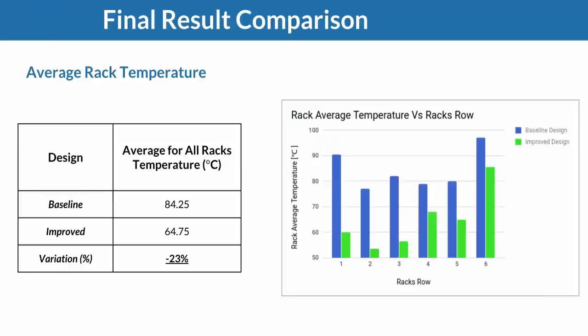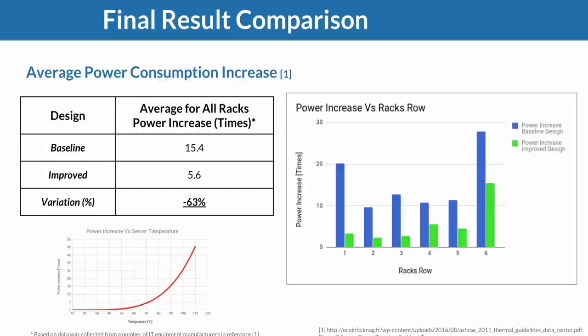Now, let's compare the results and see if we actually did change something. If you take a look at the average rack temperature for every row of servers, we can see a significant improvement in the temperature. We reduced the temperature at which the servers are operating. It depends, of course, where the rack is positioned and which row of servers we are talking about, but the improvement is definitely there.